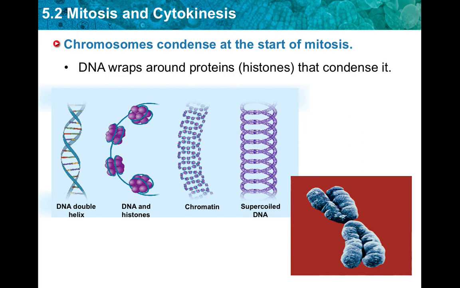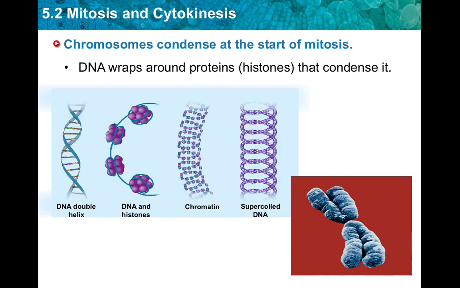Then we have the chromatin. It is a loose combination of DNA and proteins. Then, last, we have the supercoiled DNA. Its chromatin coils more and more around, organized in cells.